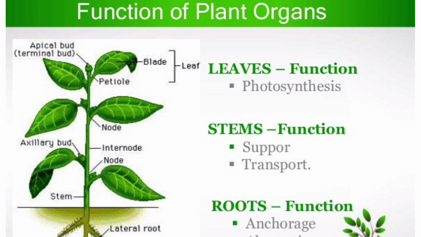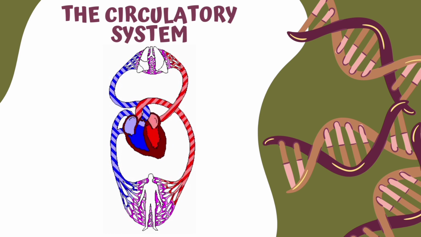You can see the functions. The major function of the leaf is for what? For photosynthesis, and the stem is for transportation. So quickly move on to the system level. This is a system in man. This is the circulatory system. You can see it's made up of organs.